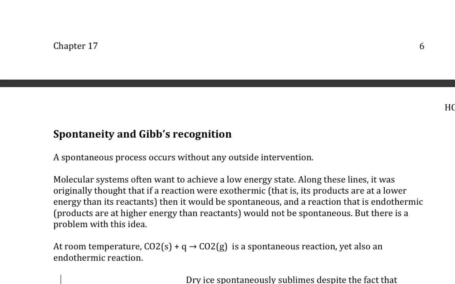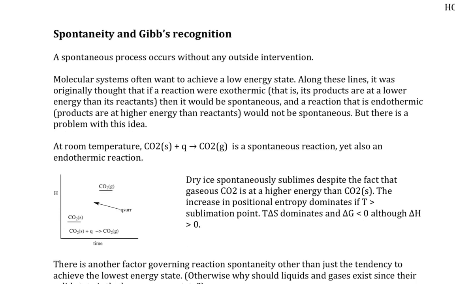Our next section is called Spontaneity and Gibbs' Recognition. Gibbs was a scientist from the past, I believe an American scientist. A spontaneous process is one that occurs without any outside intervention. We don't have to do anything to make it happen. We don't have to change the temperature. We don't have to push it in any way to make it happen. It simply occurs. A spontaneous reaction is a reaction that occurs. Thus, we could say that a reaction that occurs must be spontaneous.